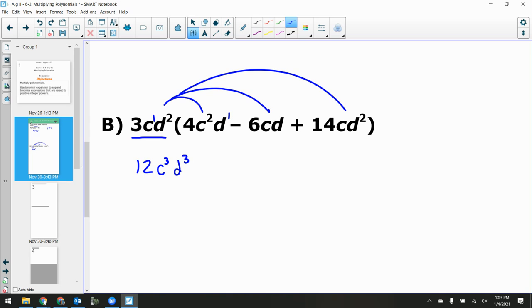3cd squared times negative 6cd would be negative 18 c to the second d to the third. 3cd squared times 14cd squared would be 42 c squared d to the fourth.